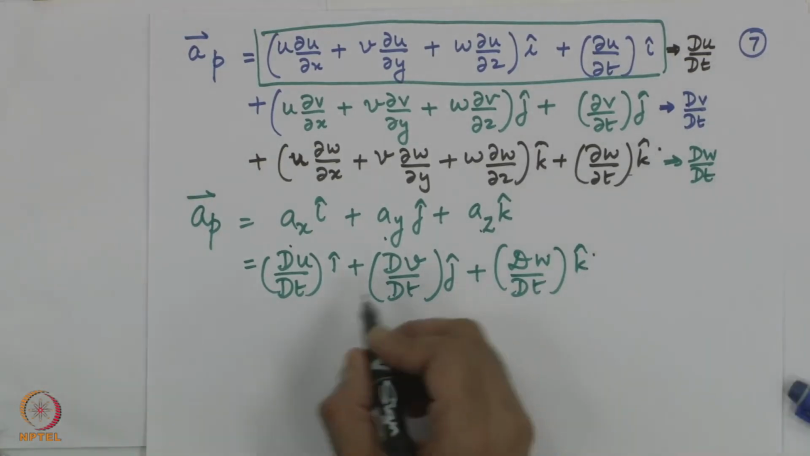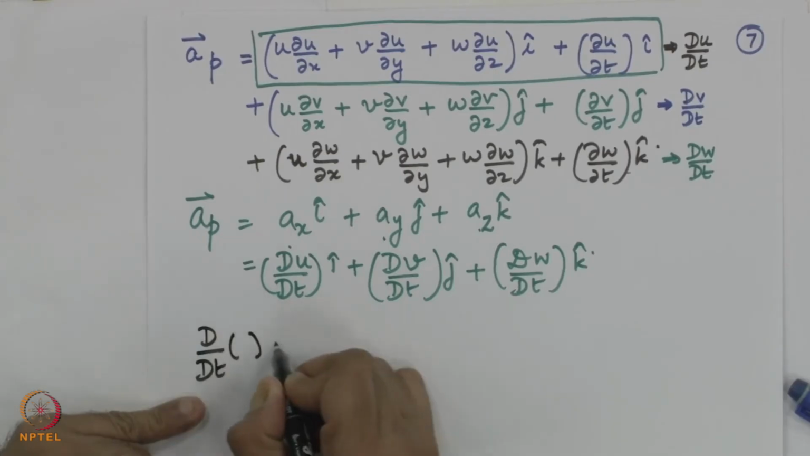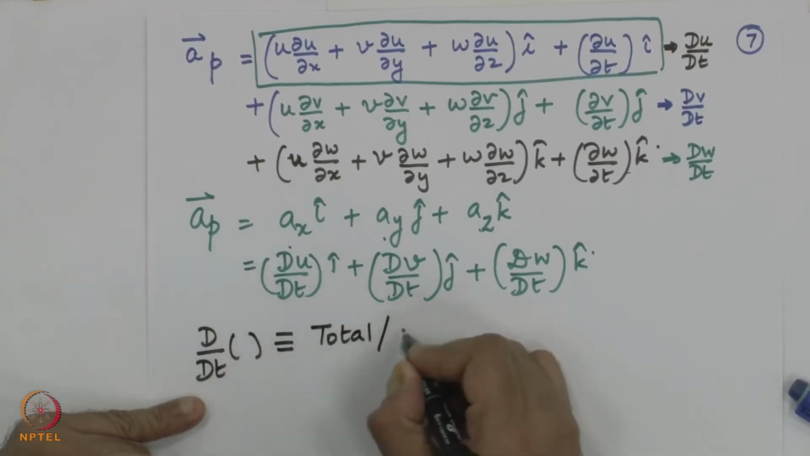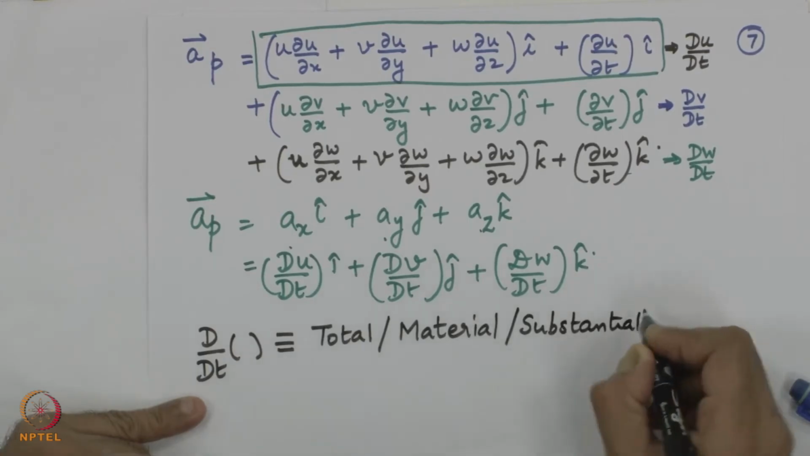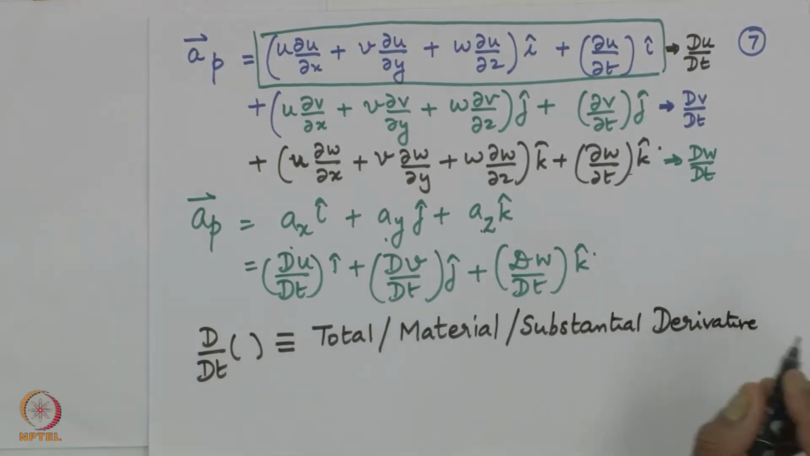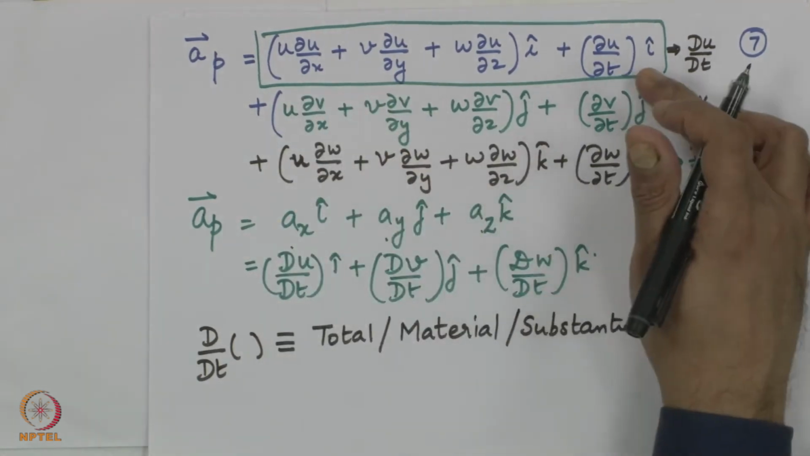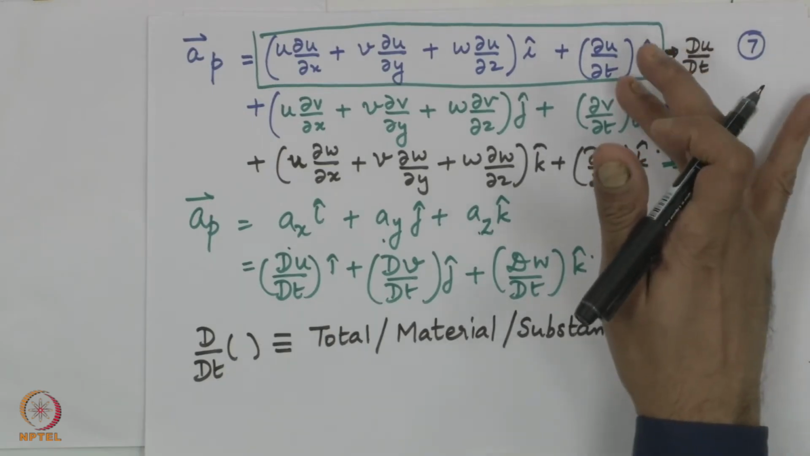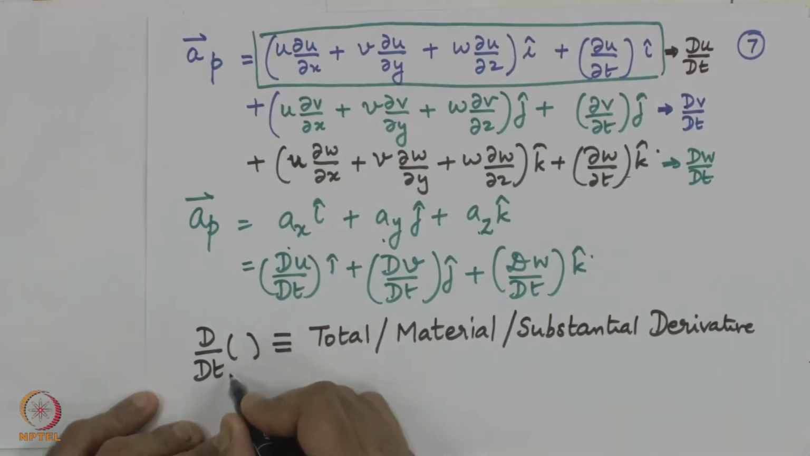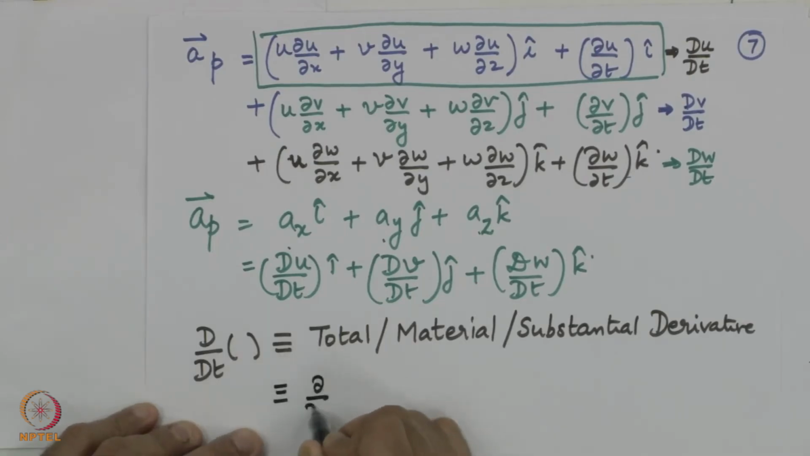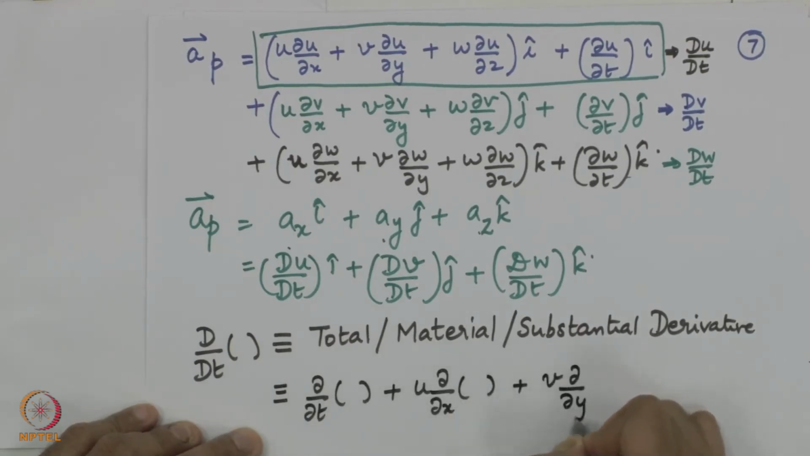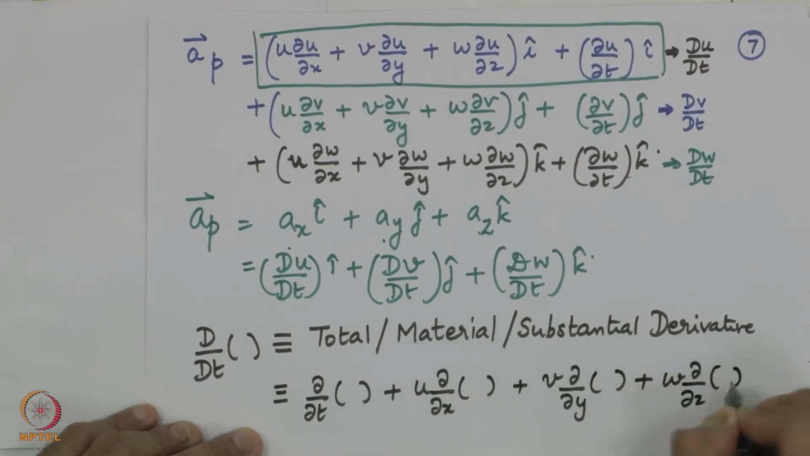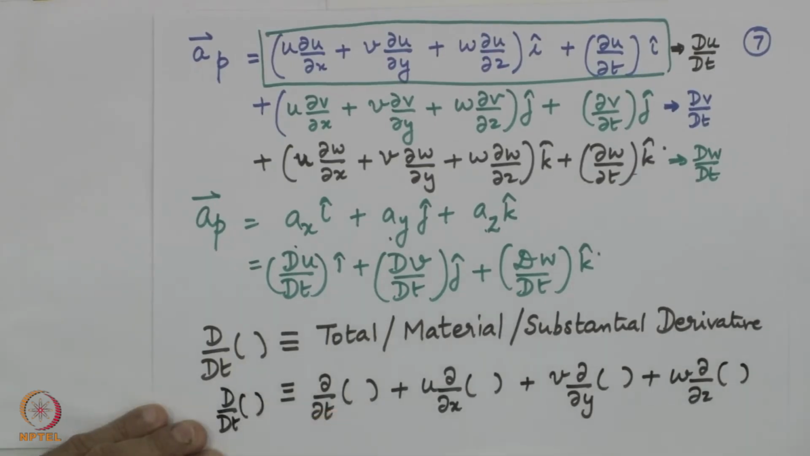This derivative D by Dt is called the total, material or substantial derivative. It is not a single term, it is a group of 4 terms, where there is a definition of the derivative with respect to t, and the definition of derivative with respect to the space coordinate. This is an operator. Capital D by capital Dt of any variable is nothing but d by dt of that variable plus u times d by dx of that variable, v times d by dy of that variable, w times d by dz of that variable. This is the definition of the material derivative.